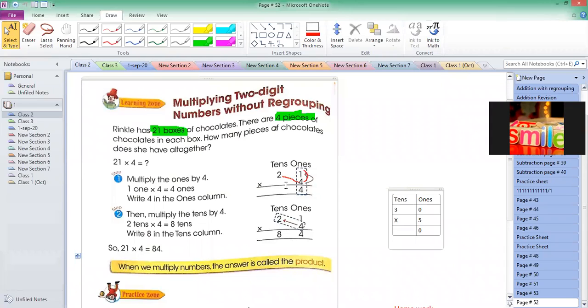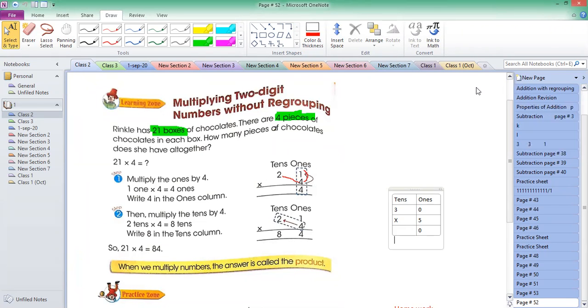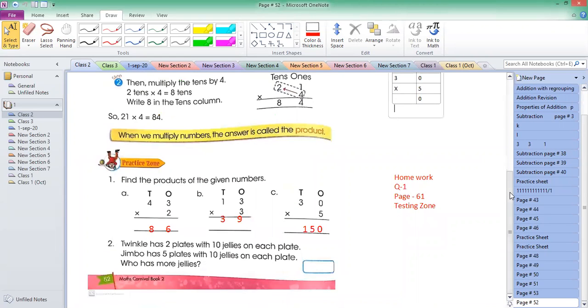Ones are 1 and 4, so I multiply the ones first. 4 multiplied by 1 equals 4. Then I will multiply this number by the tens. 4 into 2, that will become 8. For that you should know the tables, like 4 1s are 4 and 4 2s are 8. We did too many examples for practice yesterday, right? And I'm just revising.